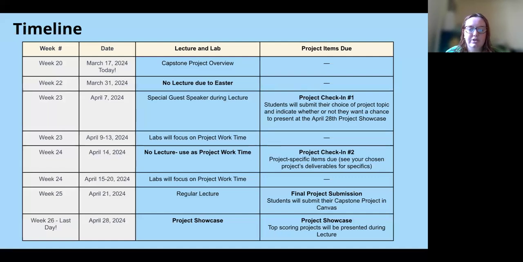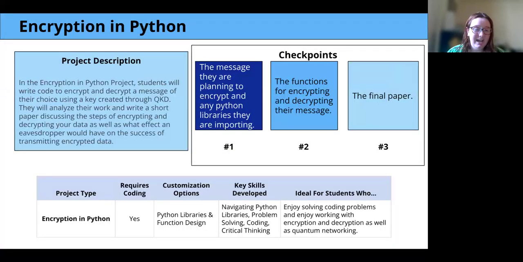This will be outlined in the project overview, which has been posted on Canvas. We'll have this schedule and more information there. But yeah, let's get into the project types. So the first one we have is encryption in Python.